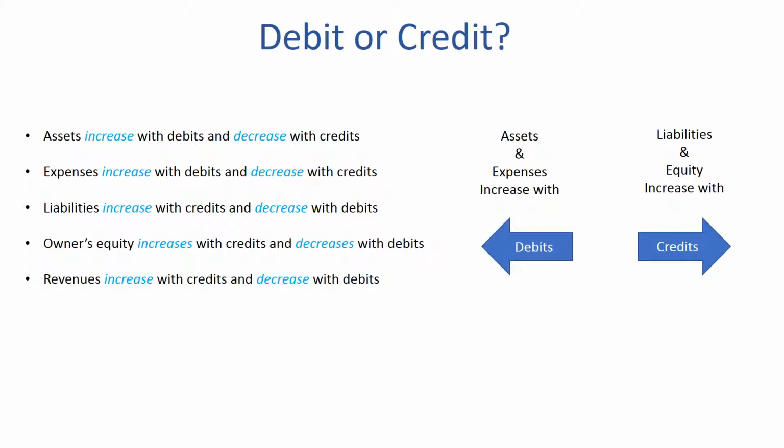Assets increase with debits and decrease with credits. Expenses increase with debits and decrease with credits. Liabilities increase with credits and decrease with debits. Owner's equity increases with credits and decreases with debits. Revenues increase with credits and decrease with debits.